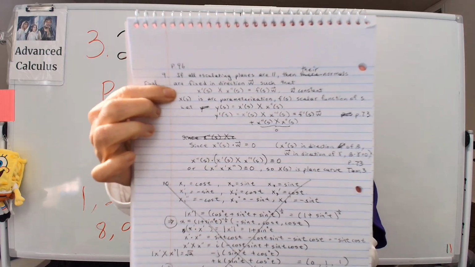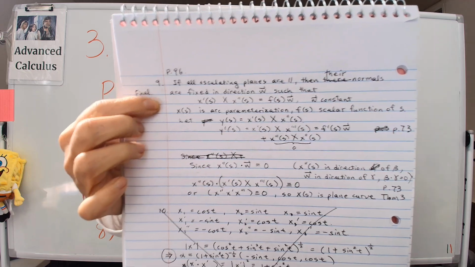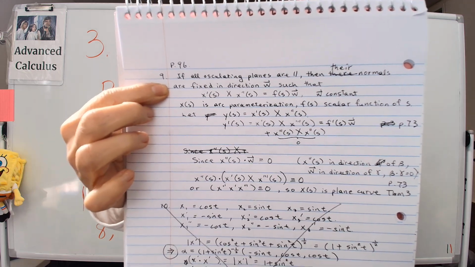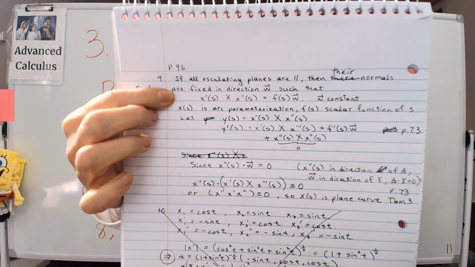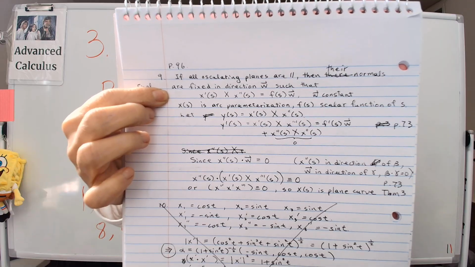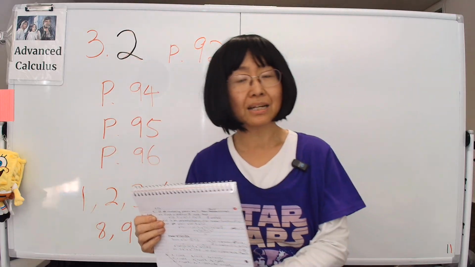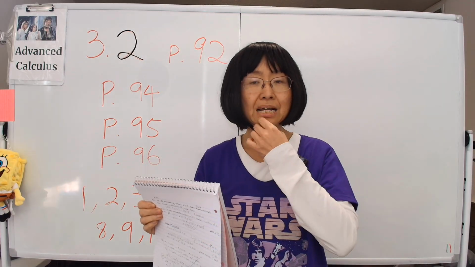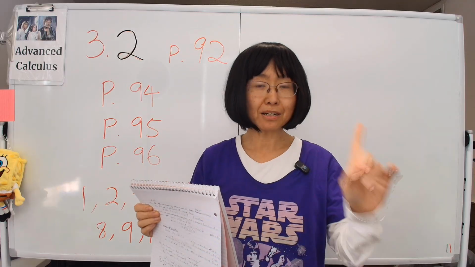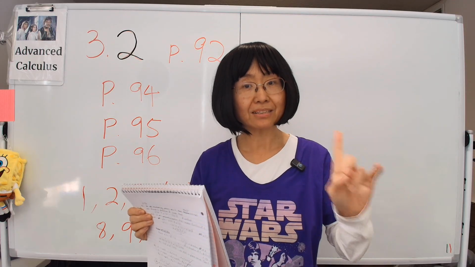So let's look at this. Now, if all osculating planes are parallel, then of course that means their normals are fixed in direction. That is, they might be different in width and stuff. I'm not talking about a unit normal. I'm just talking about each plane's normal pointing in the same direction.